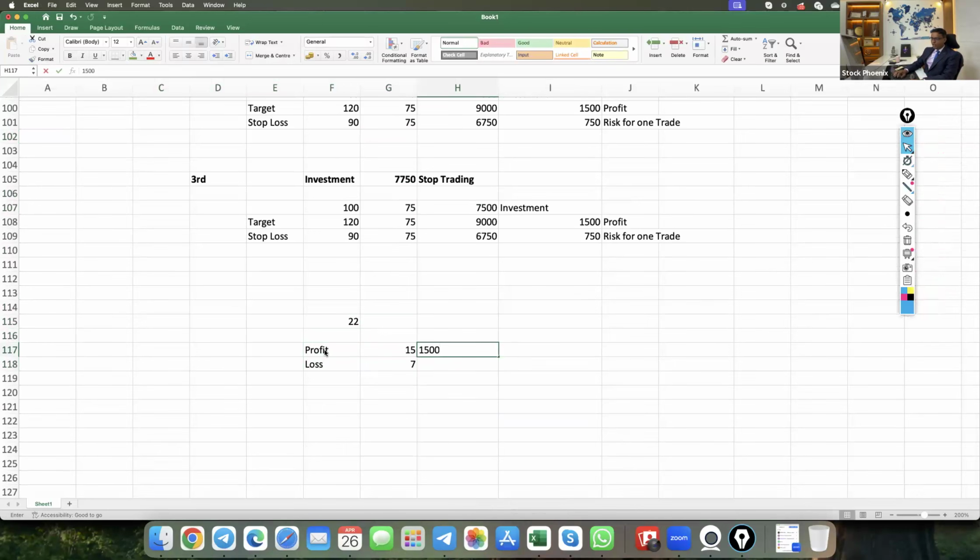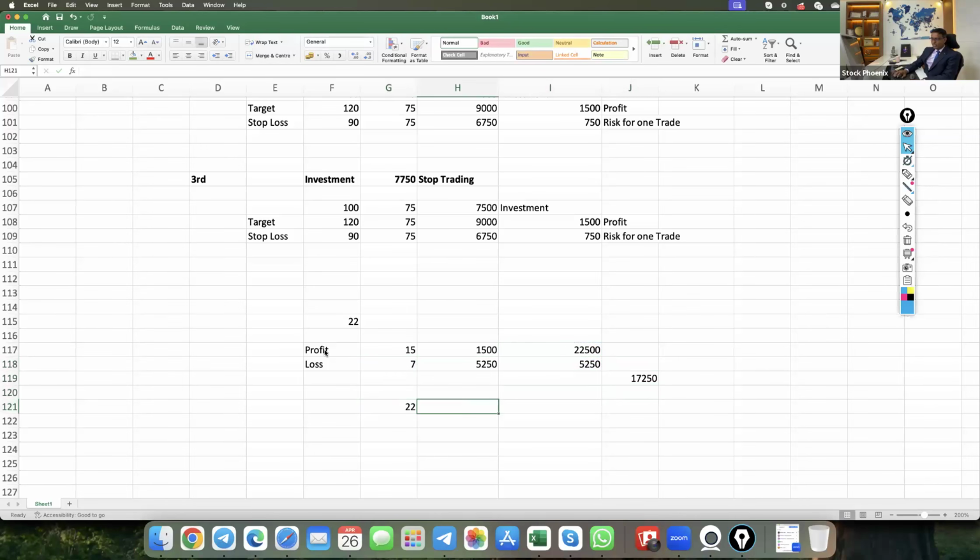So 15 into 1,500, you're able to make this much profit, and with 750 rupees loss per session, you will lose this much. How's this? Now, 5,250 you will lose. So the net profit comes around 17,250.